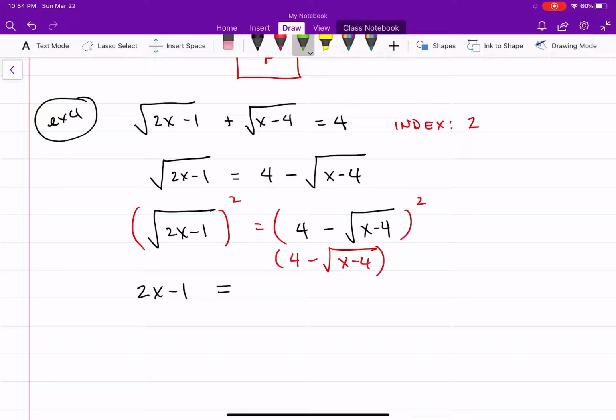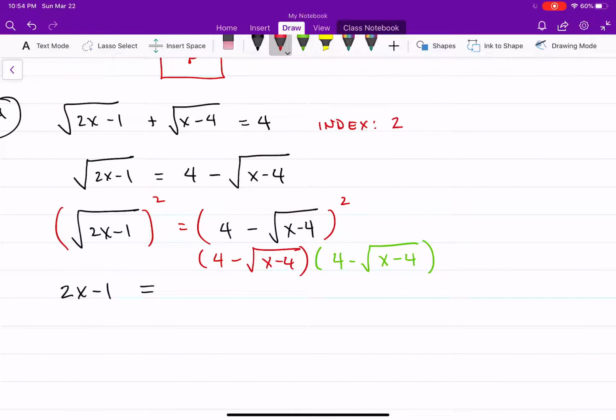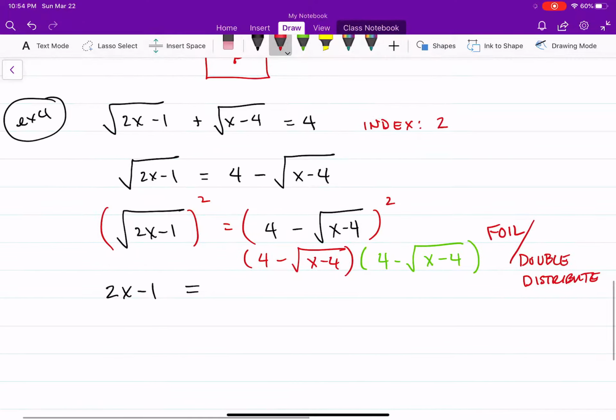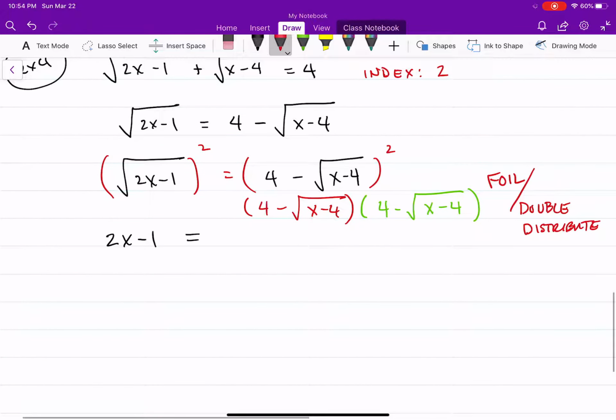I'll use green. Times 4 minus square root of x minus 4. So yes, I'm either going to have to FOIL or double distribute. Okay, I would tell you to double distribute. I think that with radicals it is a lot easier to see with double distribute rather than FOIL. So if I use double distribute, this is what it will look like.